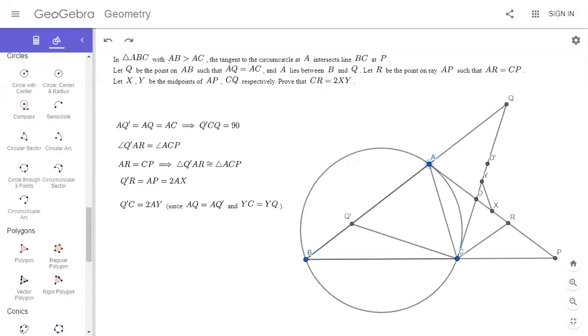But yeah, it doesn't seem super obvious to me. Timo was saying angle AYX is equal to angle Q prime CR. Maybe I'm just not seeing it. Oh, Raffaello, do you have an idea?